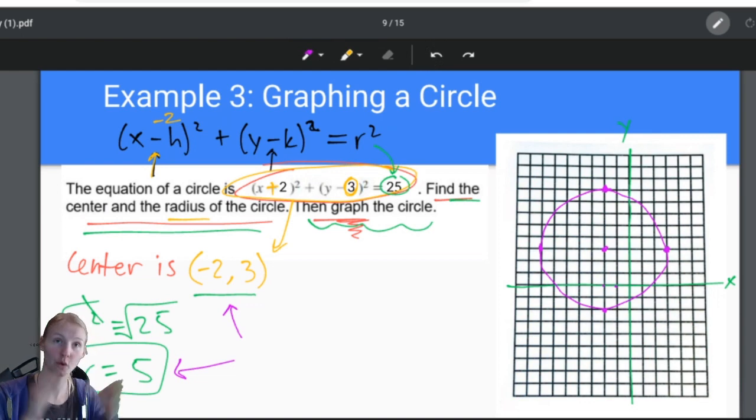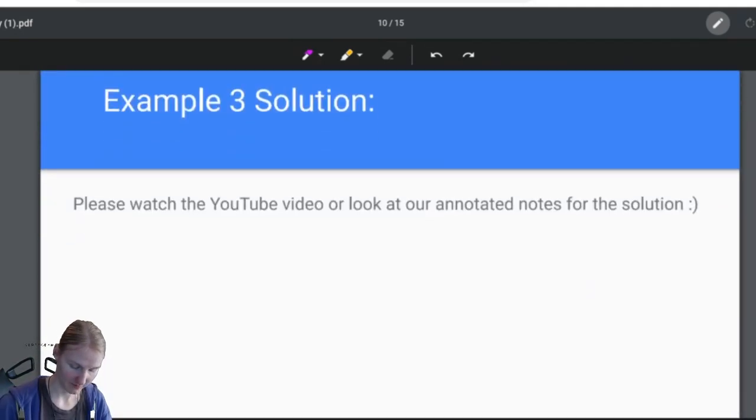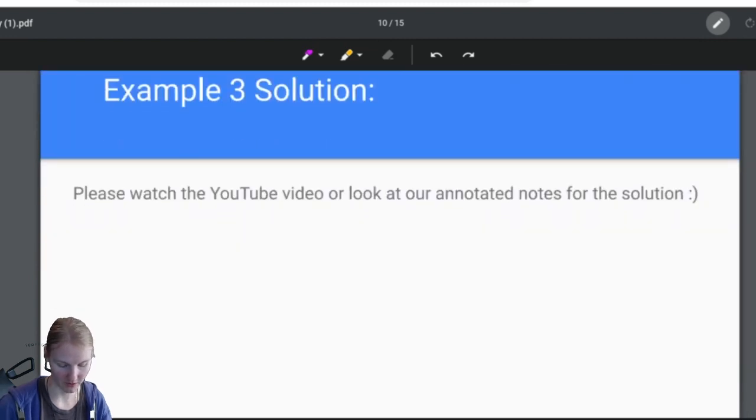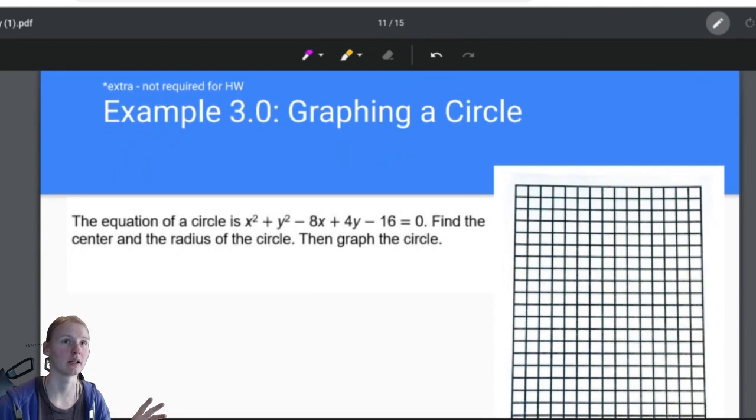Okay. Woohoo! Awesome. Those are all the required examples. Yeah. And I'll show you why this doesn't have a solution. Because this is the real example 3.0. But remember, this is extra and not required for homework. So you can skip down to the next portion of the video if you don't want to see this problem. But I would stick around because it is very interesting and not super hard.